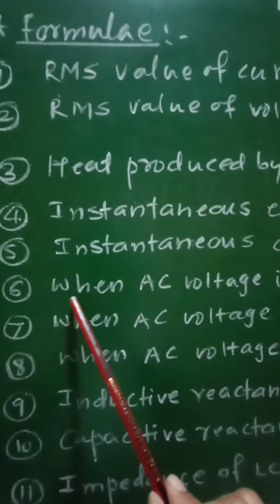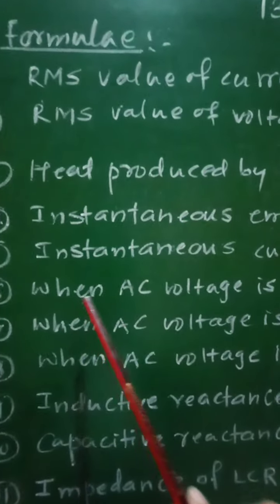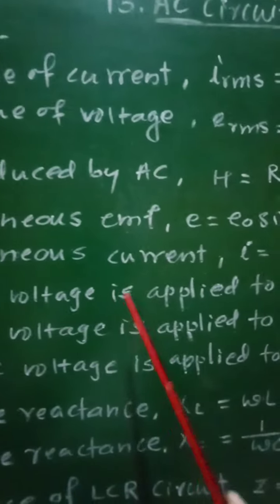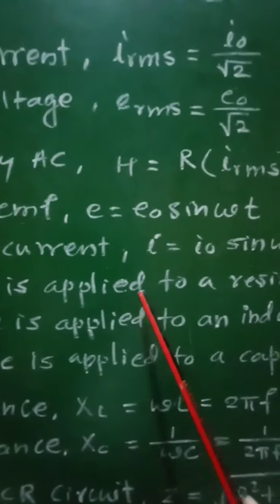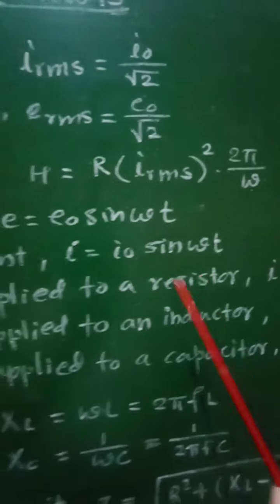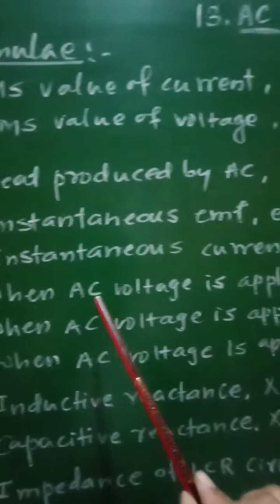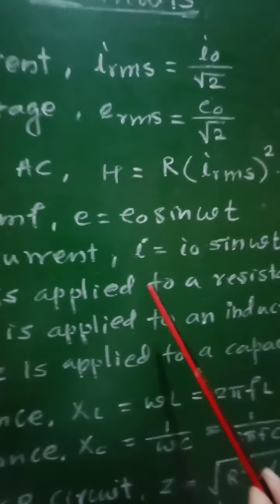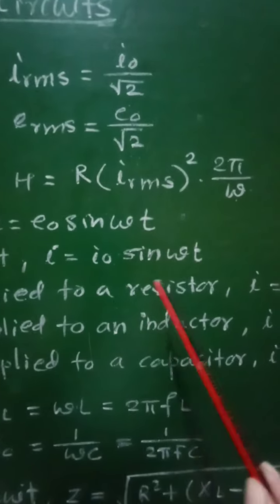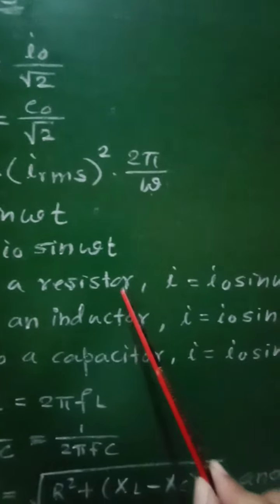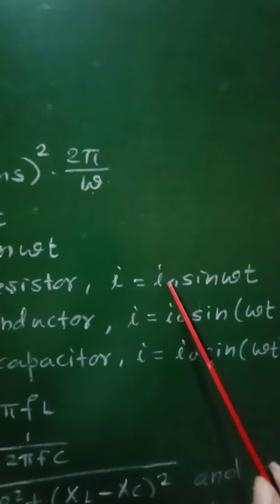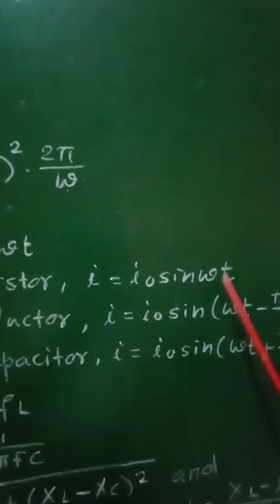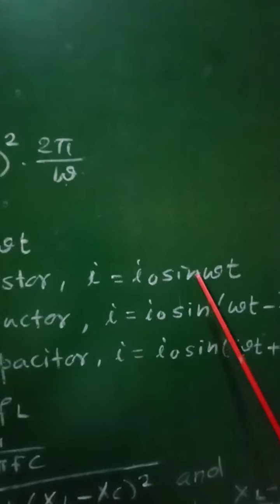Sixth formula gives, when AC voltage is applied to a purely resistive circuit, that is to a resistor, then current I is equal to I0 sin omega t.